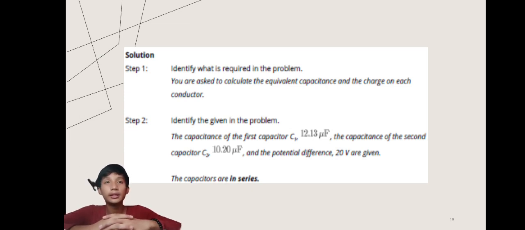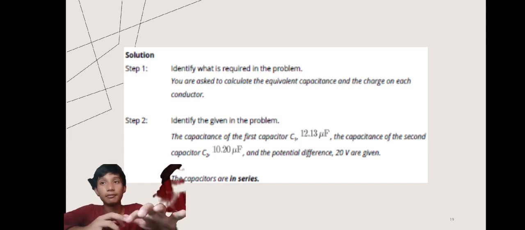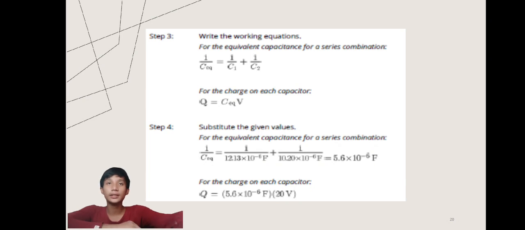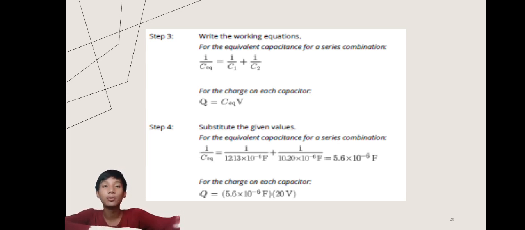Now we should remember that the connection is in series. That is a very important fact. The next step would be to write the working equations. We have two working equations, one for the equivalent capacitance and the other for the charge on each capacitor. For the equivalent capacitance, it would be 1 divided by C1 plus 1 divided by C2. And for the charge, Q, it is equal to the equivalent capacitance times the voltage. The step after that would be to substitute the given values.